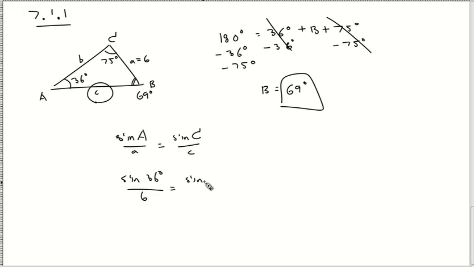So sine of big C, what's capital C? It is 75. Very good, 75. And we're dividing it by little c, which we're going to try to find now.